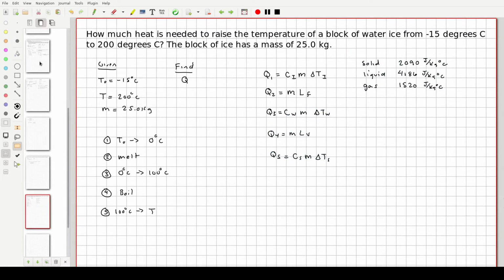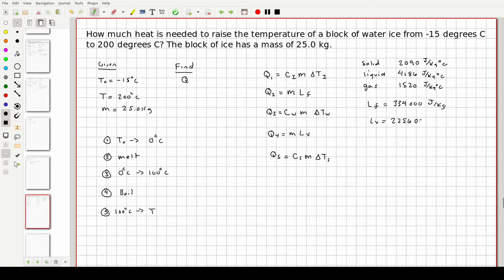Now, I also am going to need to know some latent heats. I need to know the latent heat of fusion for water and also the latent heat of vaporization. And I'm going to write that over here. The latent heat of fusion for water ends up being 334,000 joules per kilogram. Now, the latent heat of vaporization for water is 2,256,000 joules per kilogram. This is a tremendous amount of energy that goes into breaking these bonds.